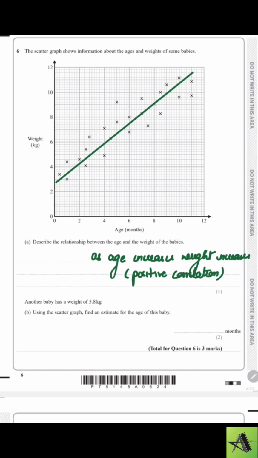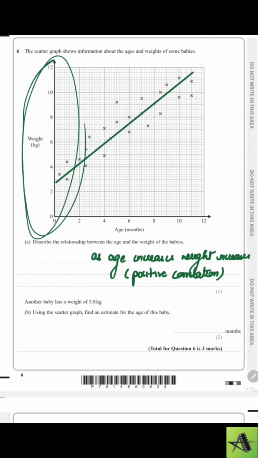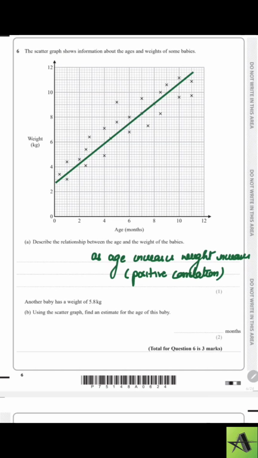Now, another baby has a weight of 5.8 kgs. Using the scatter graph, find an estimate for the age of this baby. So, the baby has a weight of 5.8. So, I have to see the weight section which is on y-axis, and where 5.8 is, 5.8 would lie here, this one. Because there are 10, 1 will represent 2, so yeah, I think 5.8 would be here.